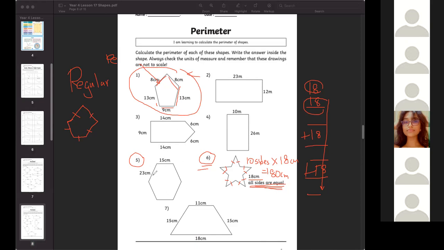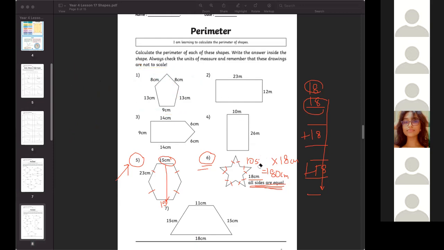So in the same way, here it's 23, but we are going to safely assume that these 4 sides are going to be 23. And if this is 15, the opposite should always be the same. So this should be 15. Now, with that clue given, tell me what is the perimeter for number 5? For number 5 on the screen. Okay, what is the perimeter? Put in your chat.